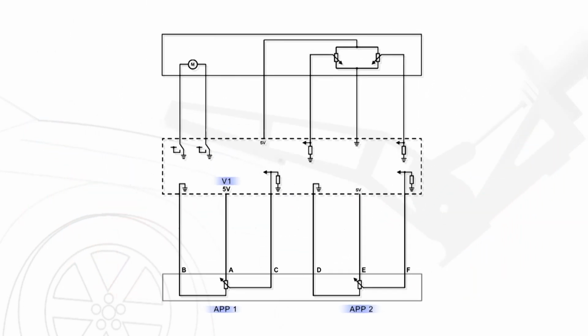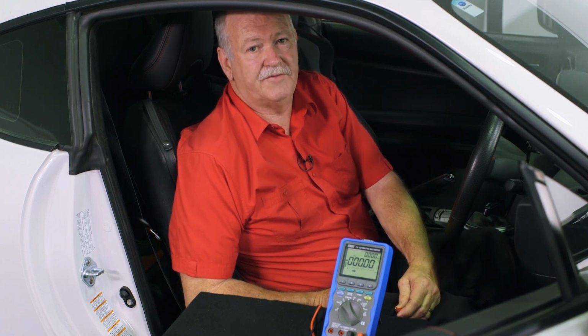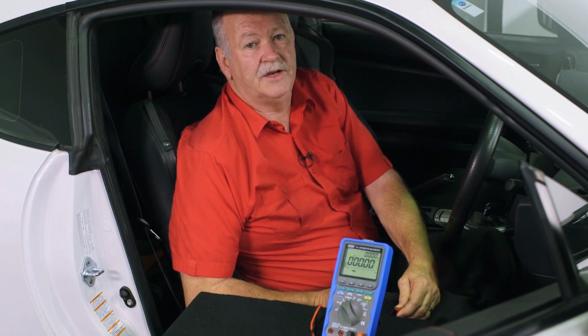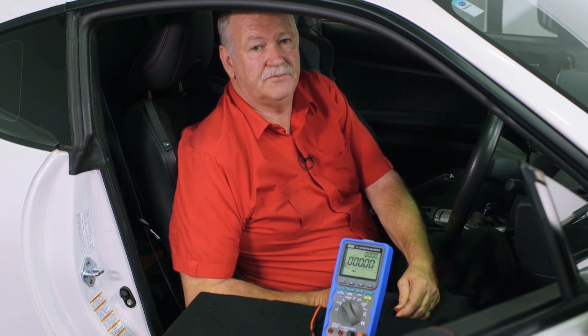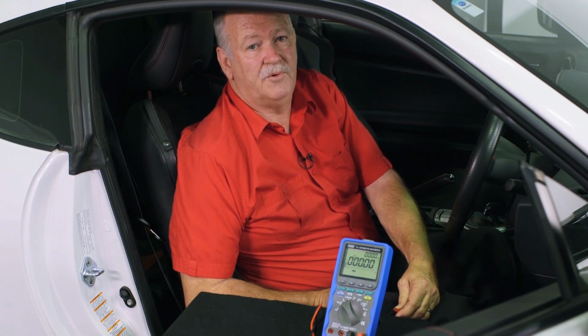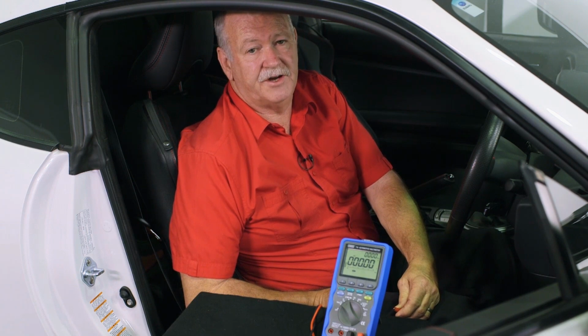Let's go onto the vehicle and have a look at some of these tests. We're going to be having a look at APP1 on this vehicle. It uses a 5 volt reference, but always remember to check the reference voltage on your vehicle. It also has a ground and a signal circuit. The signal wire normally goes between 0.2 of a volt to about 2.7. This is not necessary to know for the testing of this circuit.